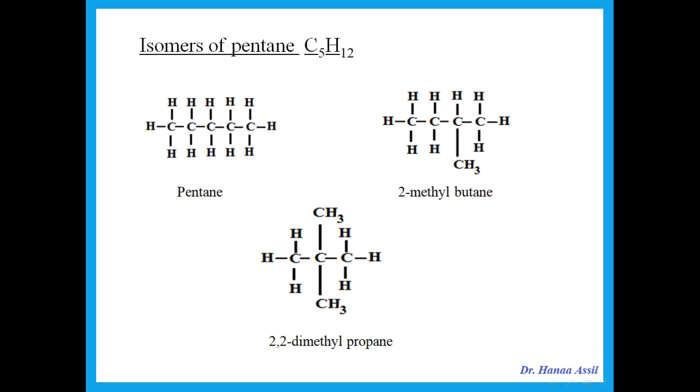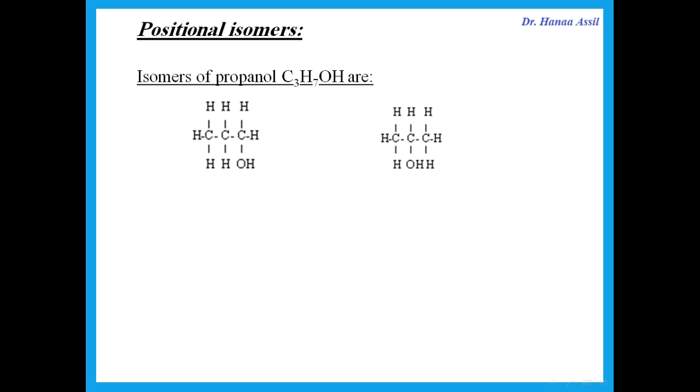If we want to draw isomers of pentane, pent means 5 carbons with single bonds between them. Now these 5 carbons can either be in a straight chain, or we can have 4 and 1 branch, or we can have 3 in a chain and 2 branches. So these are all isomers of pentane. And we can also have positional isomers.